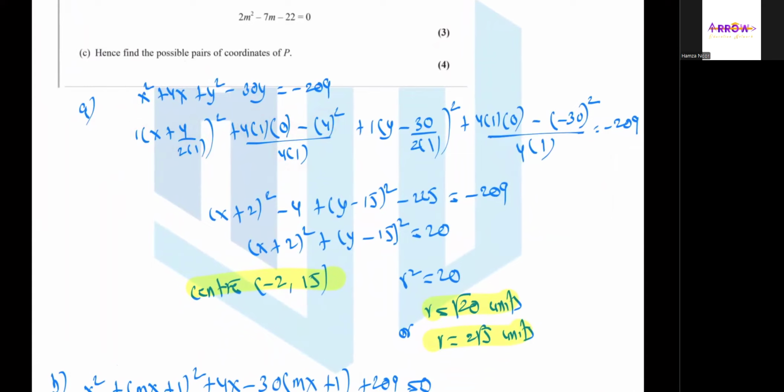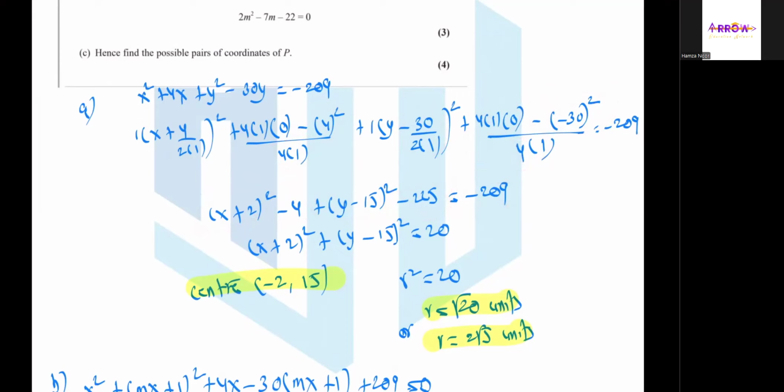And then in place of x we are going to write y, so 1 into (y plus b over 2a) whole square plus (4ac minus b square) divided by 4a, and this will be equal to minus 209. So this means (x plus 2) whole square minus 16 divided by 4 is minus 4, and plus (y minus 15) whole square, and then you evaluate this 4ac minus b square over 4a, so this is minus 225, and this is equal to minus 209.